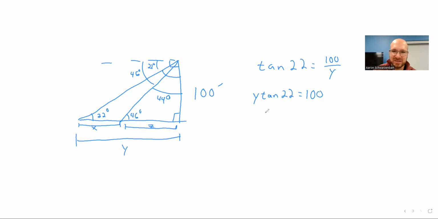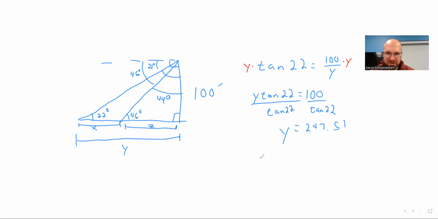Okay, and then I must divide by tangent of 22. So I'll write out that I multiplied by y on both sides here, which cancels my y's on my right. Y equals 247.51.